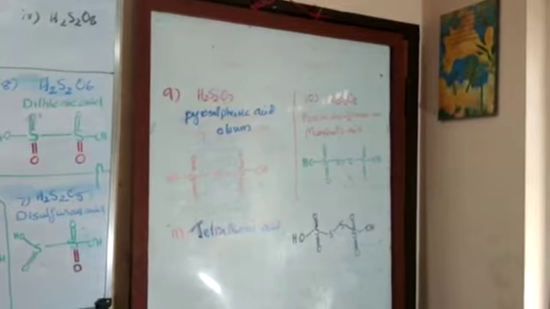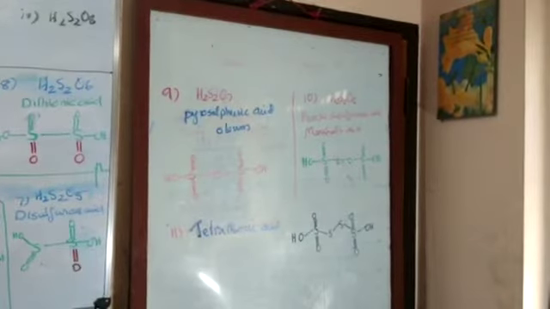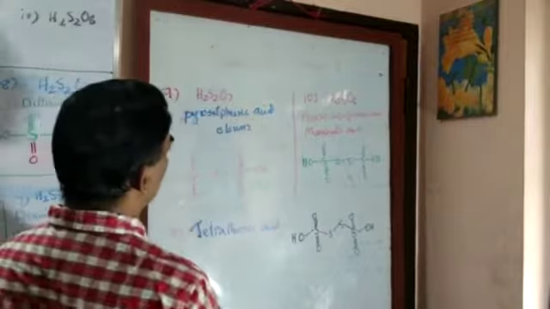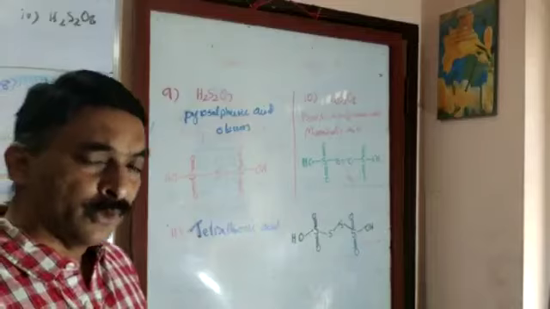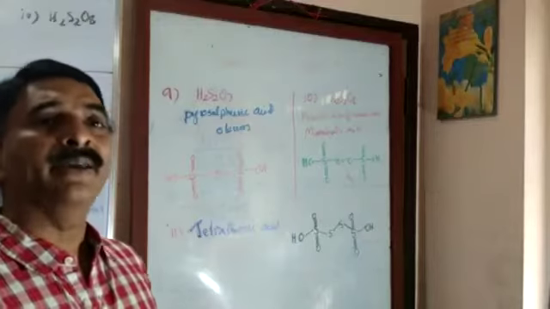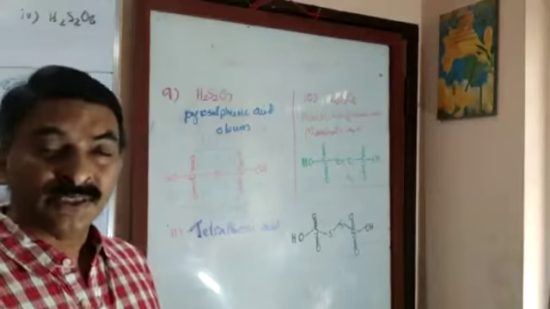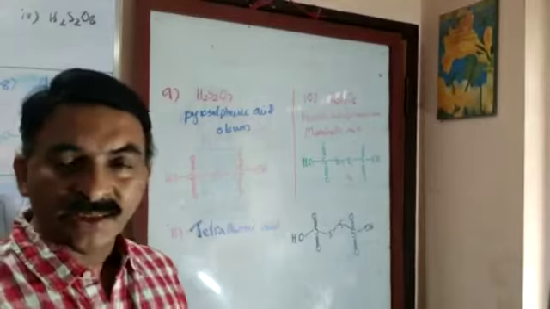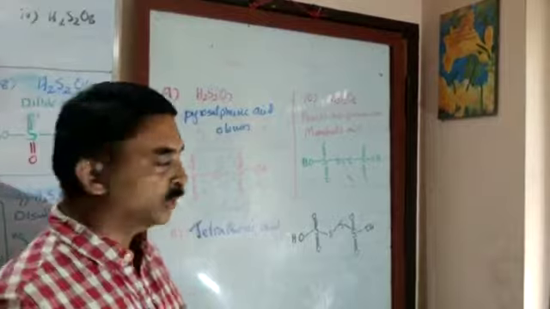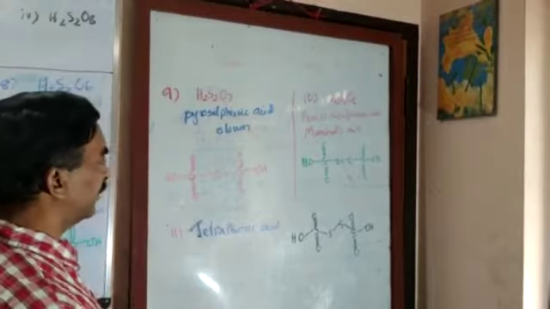Excuse me for the glare there. This is H2S2O7, pyrosulfuric acid or oleum. We are familiar with this acid in the manufacture of sulfuric acid. We first get this acid, and by diluting this, we get concentrated H2SO4.